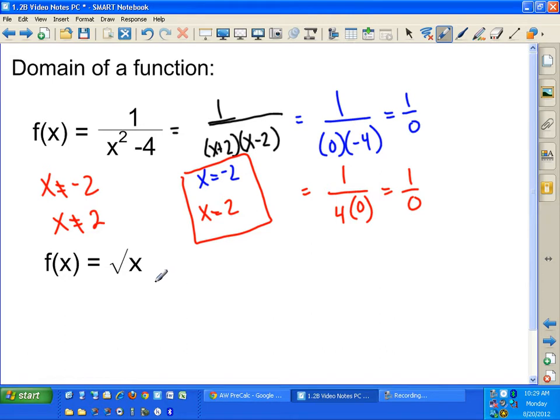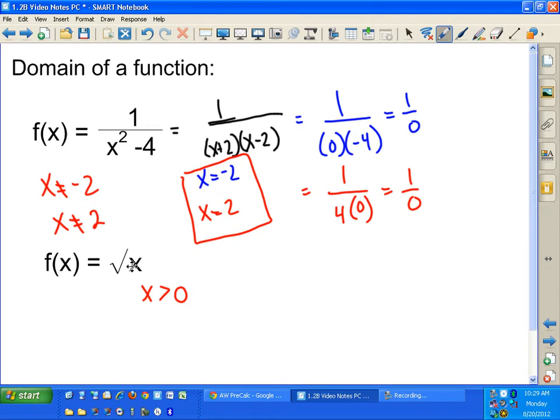So if I'm taking the square root of x, can I put a negative number in for x and still get a real y value? Well, no, I can't. If I put -1 in, the square root of -1 doesn't truly exist in the real world. So this domain restriction is basically x has to be greater than or equal to 0, because if I put 0 in, I can take the square root of 0 and get 0.